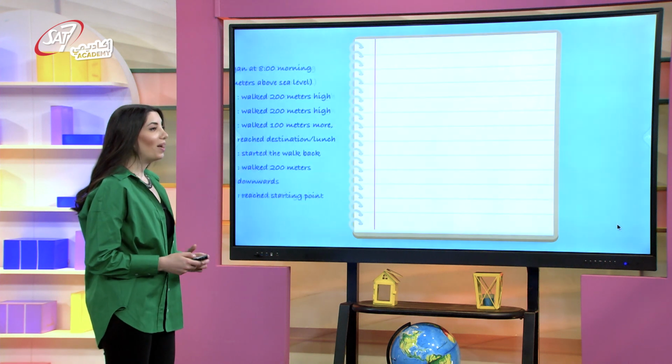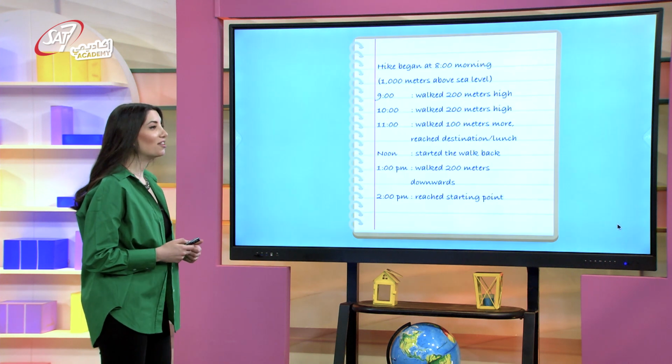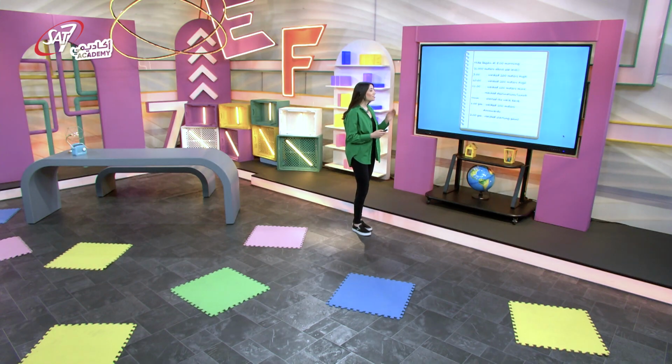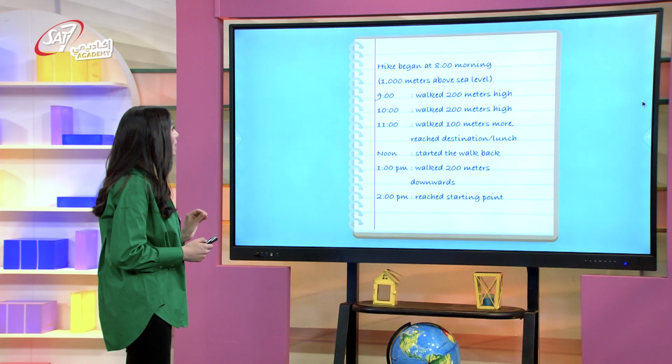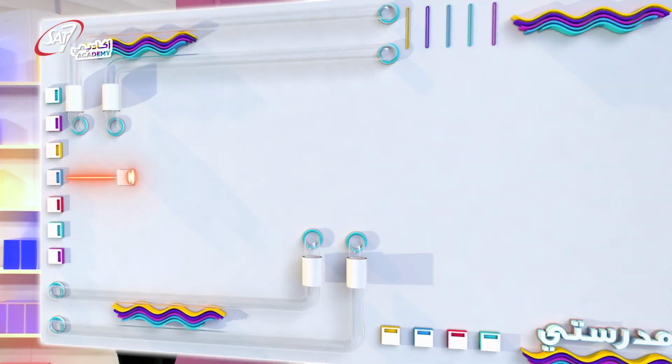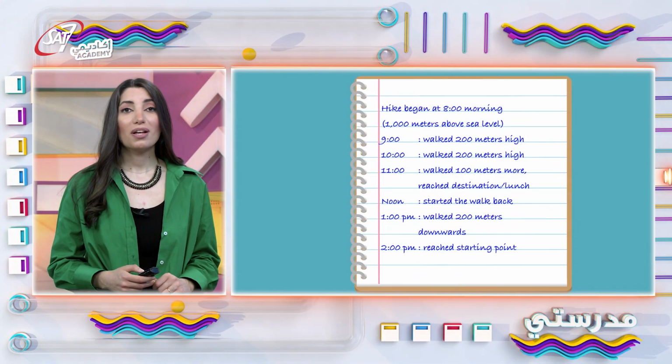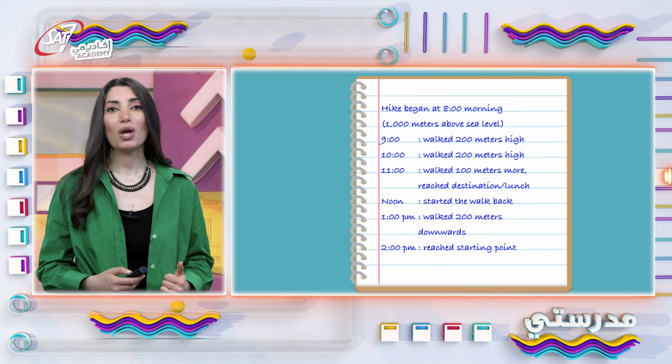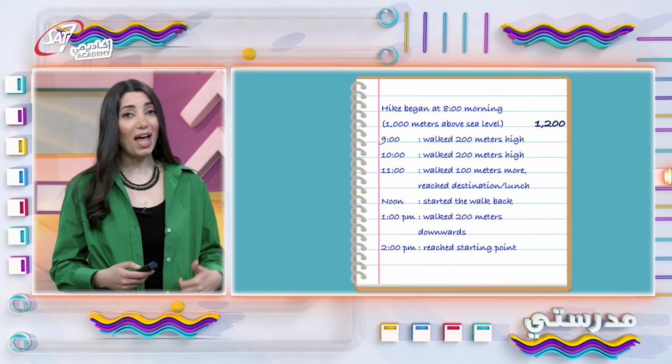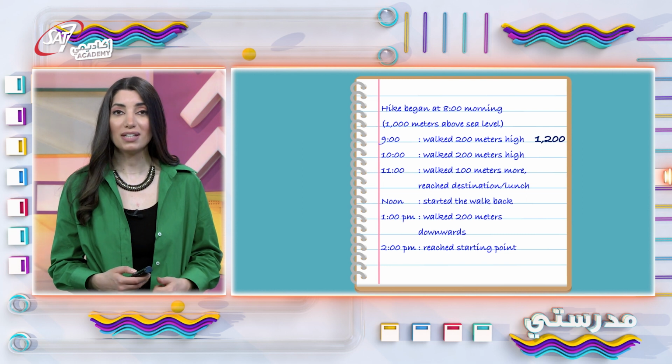Haddad's family went on a mountain hike in a cedar forest. In a notebook, the dad recorded some information about their trip. Let's transform this set of information into a line graph. The hike began at 8 o'clock in the morning, and the starting point was at 1,000 meters above sea level. At 9 o'clock, they walked 200 meters higher, which means they reached 1,200 meters above sea level.